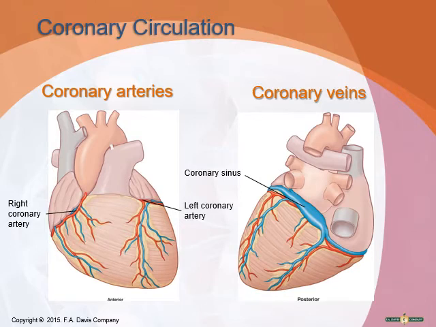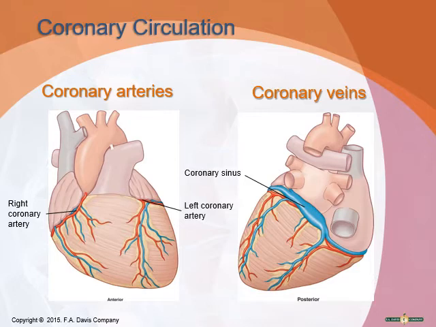The right coronary artery supplies the right atrium, part of the left atrium, most of the right ventricle, and the inferior part of the left ventricle. The left coronary artery supplies the left atrium, most of the left ventricle, and most of the interventricular septum. This left coronary artery branches into two other named arteries, the anterior descending and the circumflex arteries.